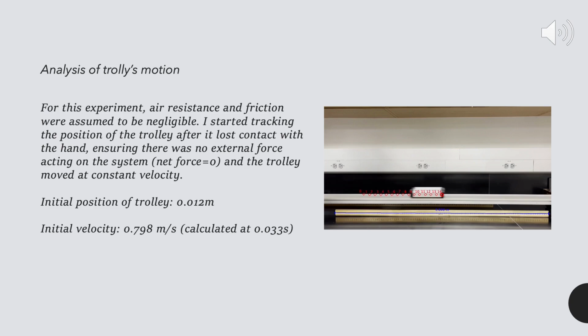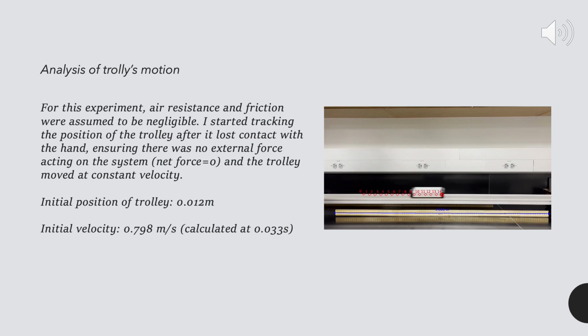I pushed the trolley from left to right so that it moved in the positive x direction and accordingly chose the axis. For this experiment, air resistance and friction were assumed to be negligible. I started tracking the position of the trolley after it lost contact with the hand, ensuring there was no external force acting on the system and the trolley moved at constant velocity.